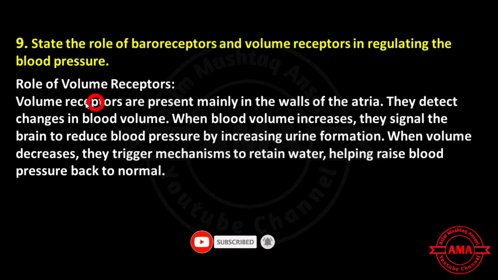Role of volume receptors. Volume receptors are present mainly in the walls of the atria. They detect changes in blood volume. When blood volume increases, they signal the brain to reduce blood pressure by increasing urine formation. When volume decreases, they trigger mechanisms to retain water, helping raise blood pressure back to normal.